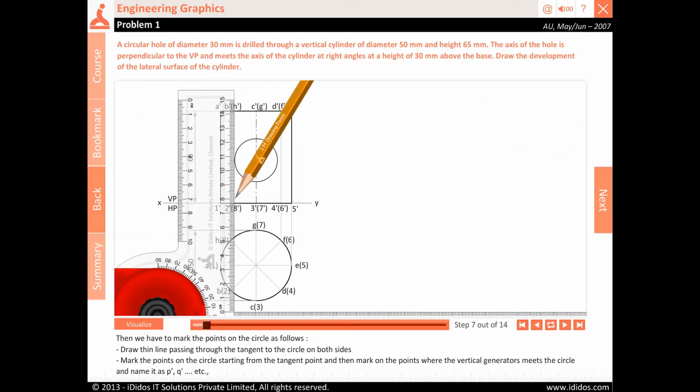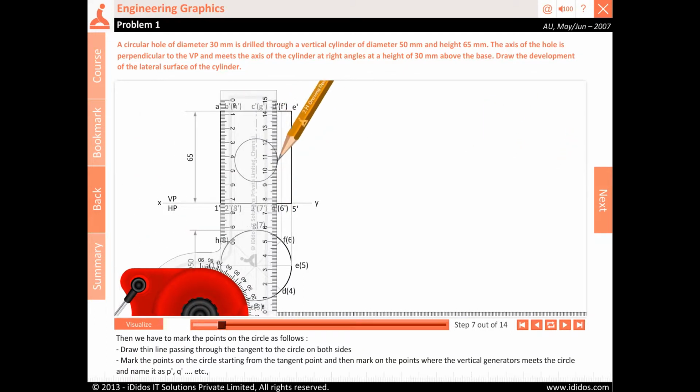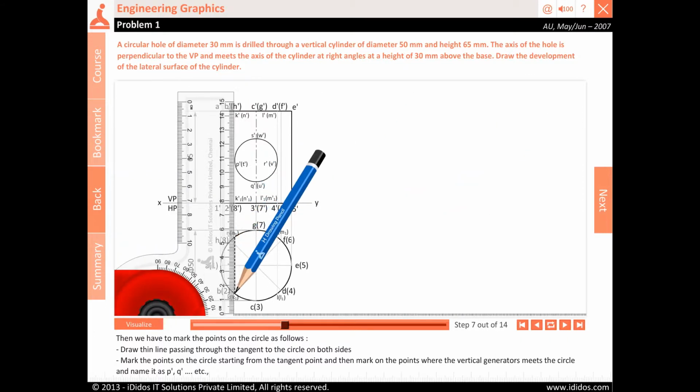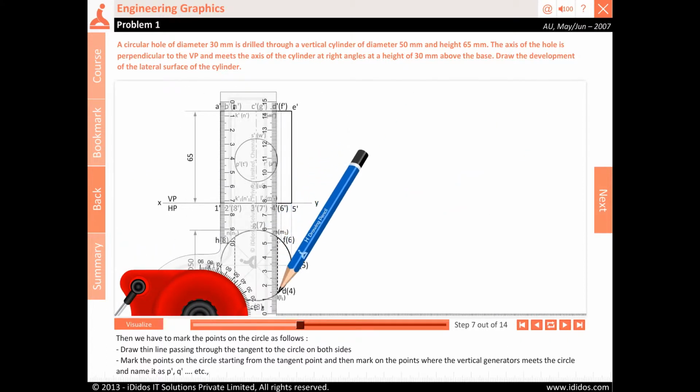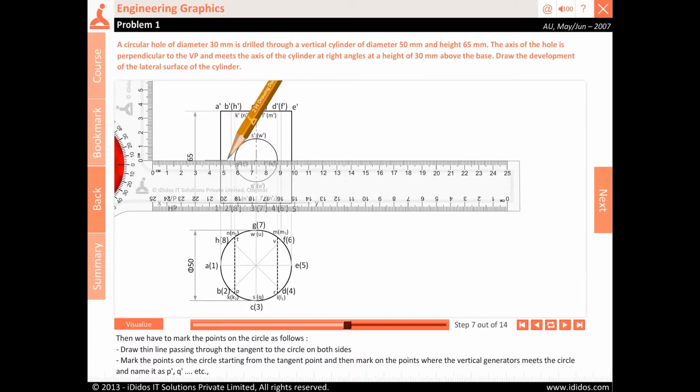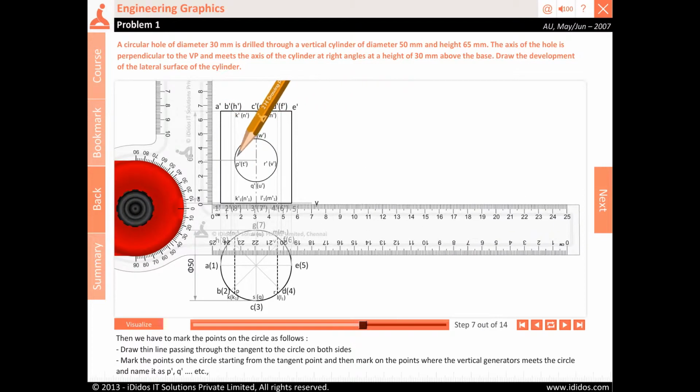Then we have to mark the points on the circle as follows. Draw thin line passing through the tangent to the circle on both sides. Mark the points on the circle starting from the tangent point and then mark on the points where the vertical generators meets the circle and name it as P dash, Q dash, etc.